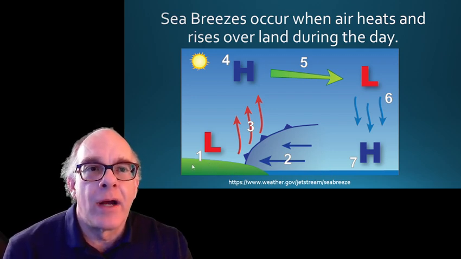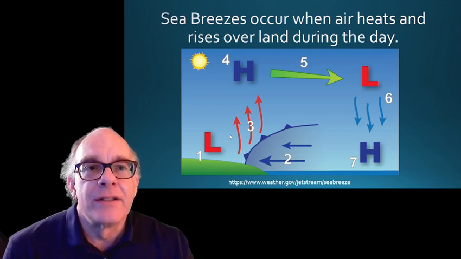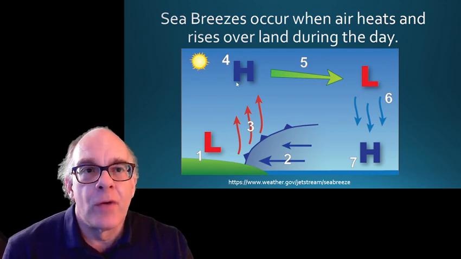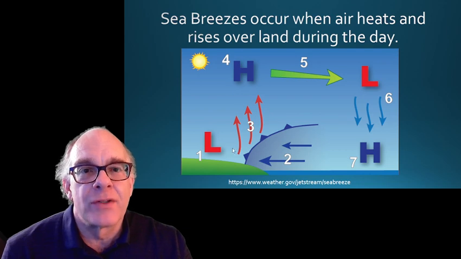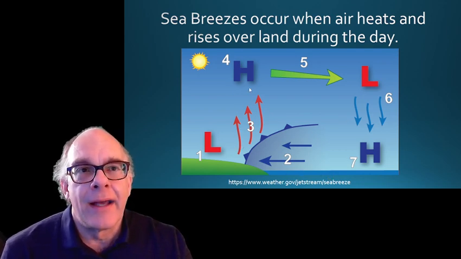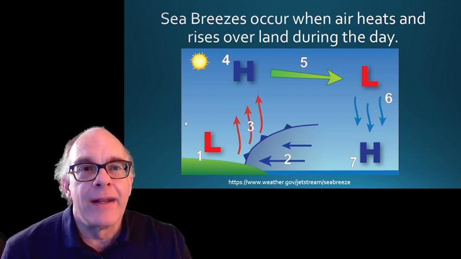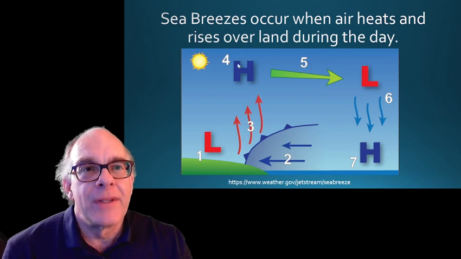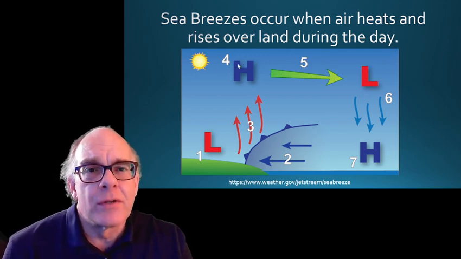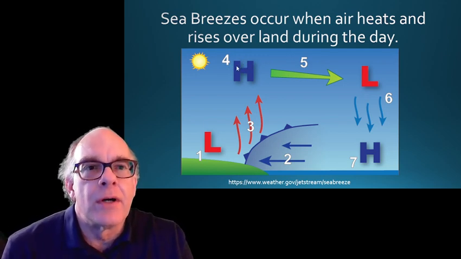And so as that ground is heating up faster, hot air is going to be rising faster over the land than over the water. And so what's going to happen then is the hot air is going to rise. It's going to leave behind that low pressure zone. And so we're going to have a high pressure up in the atmosphere, which we're really not going to be able to see because we're usually not up in the atmosphere. But we're going to have this low pressure area over here.